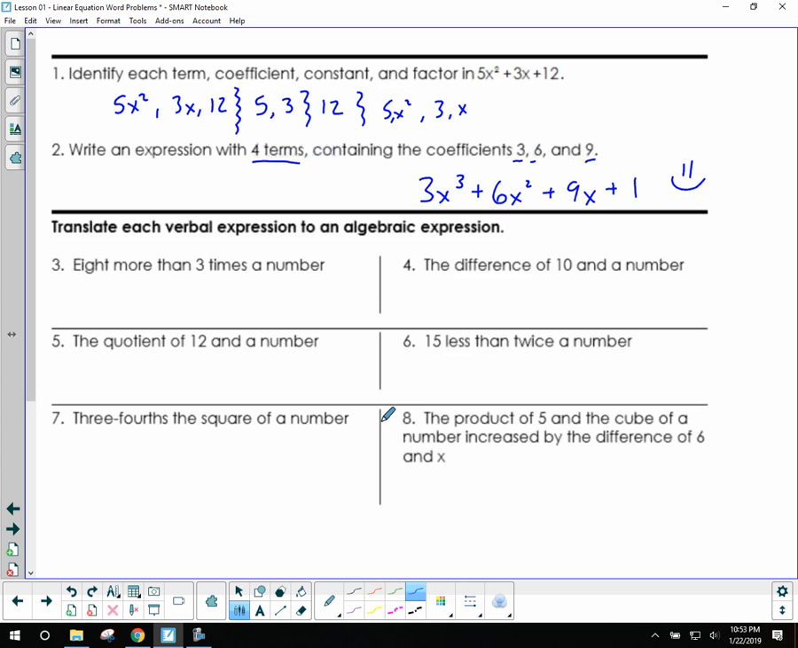Alright, I guess we're back now. We have 8 more than 3 times the number. So I'm going to put 8. More than means to add 3 times the number. I'm just going to put 3x. Number 4, the difference of 10 and a number. So 10 minus x. Write it in order. The quotient of 12 and a number. Remember, quotient's on top, denominators on the bottom. So 12 divided by x.